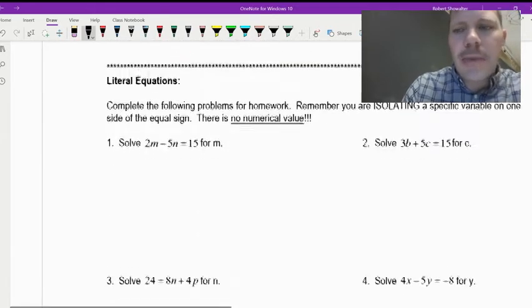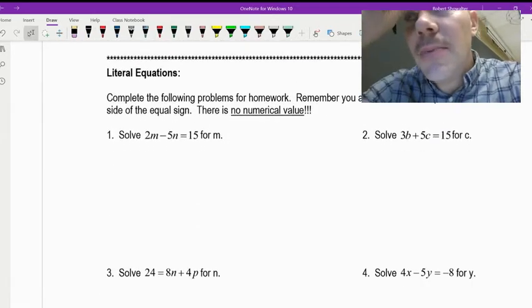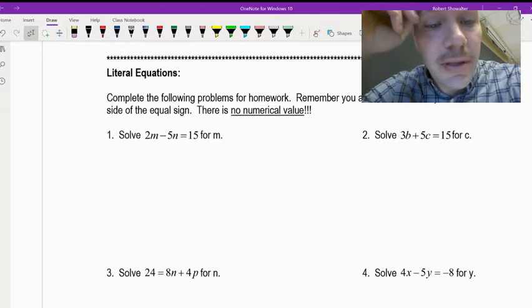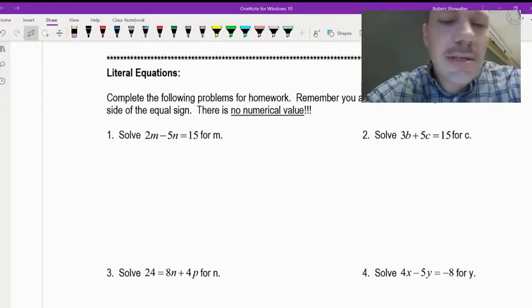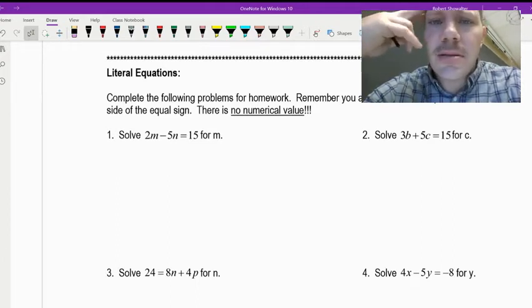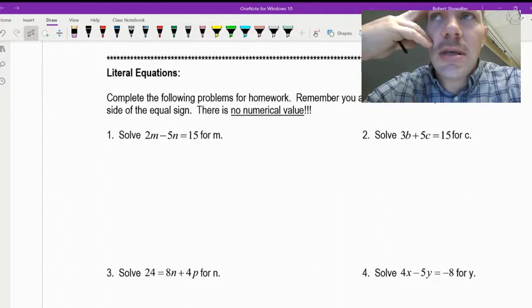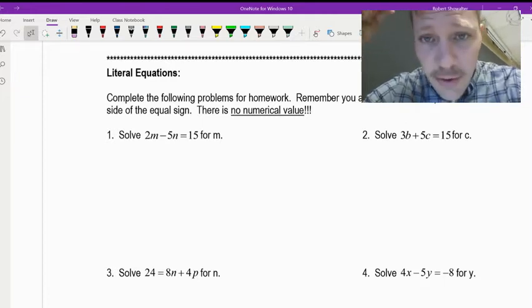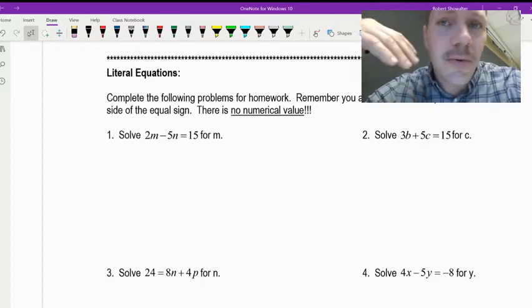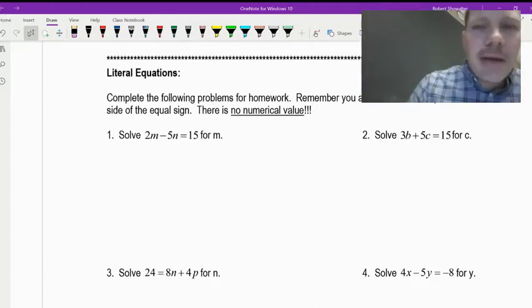Today we are talking about literal equations. Literal equations are equations with more than one variable. An important thing for us to do is to treat these equations very similarly to how we treat regular equations. We identify where the variable is that we want to solve for, and we dig it out. We get all the stuff away from it so that we can isolate it by itself.